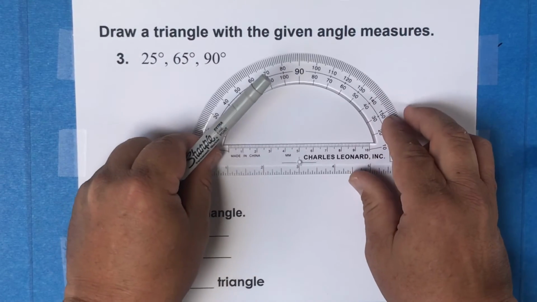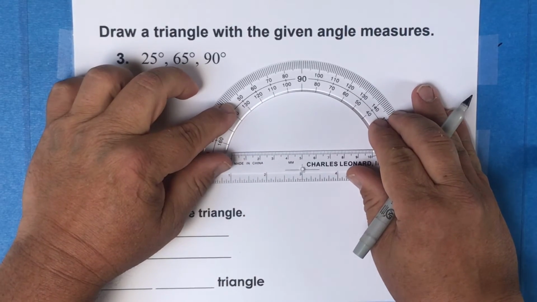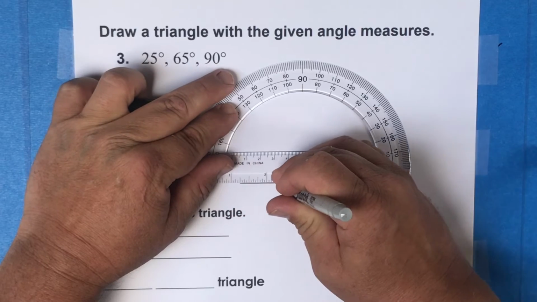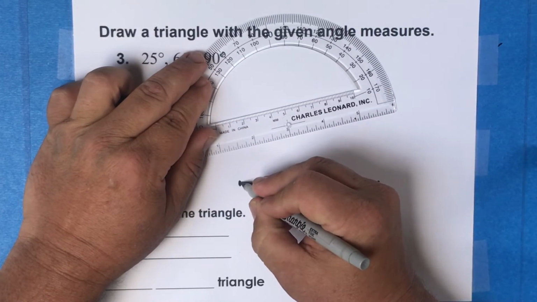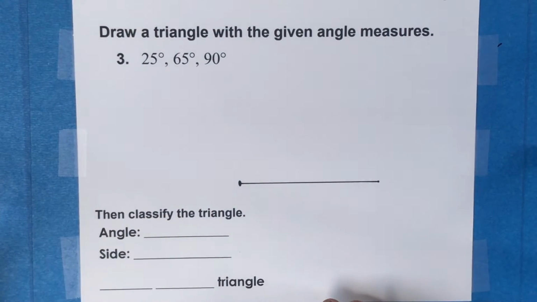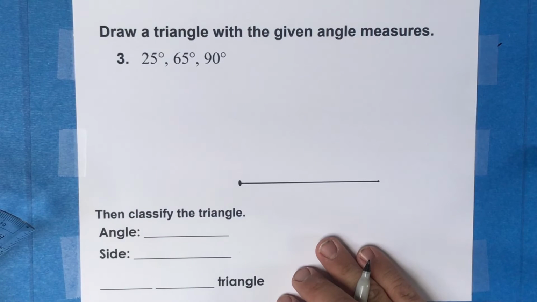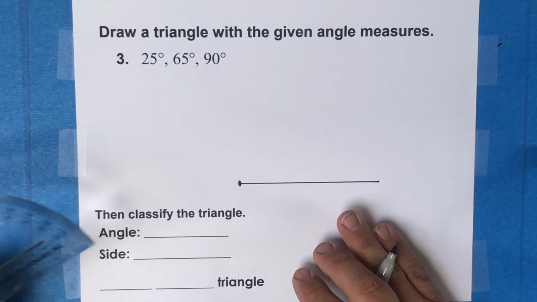So I'm going to use my protractor, and I'm going to start with just my base. And there's my vertex, all right? It's all right if you draw your lines too long, and I'll show you what that means in just a second. So the first thing I'm going to do is create a 90-degree angle.